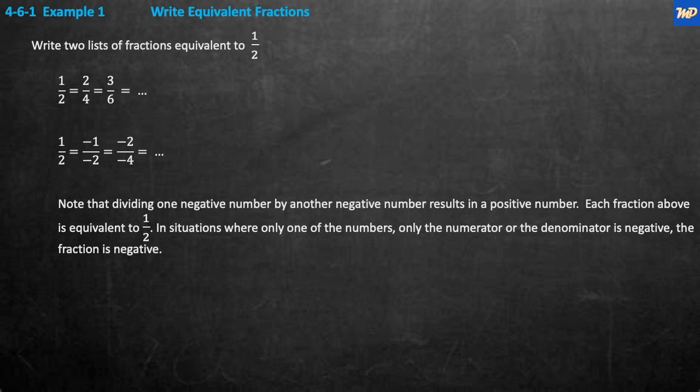Also, 1/2 is equal to minus 1 over minus 2, because a negative divided by a negative is a positive. So negative 1 divided by negative 2 is 1/2. Same thing with negative 2 divided by negative 4 is 1/2. Note that dividing one negative number by another negative number results in a positive number. Each fraction above is equivalent to 1/2. In situations where only one of the numbers, only the numerator or the denominator, is negative, the fraction is then negative.